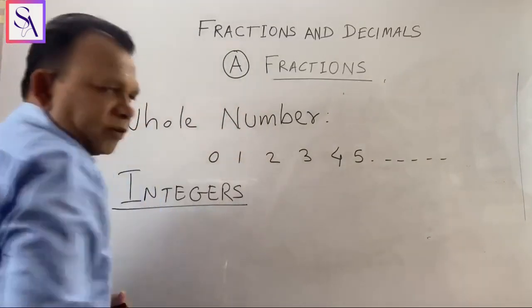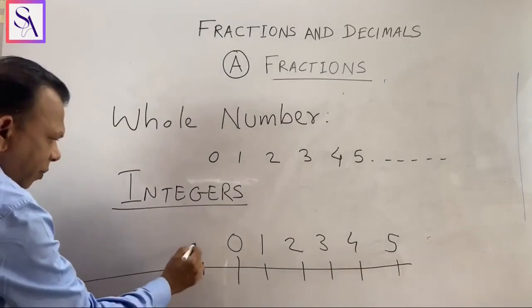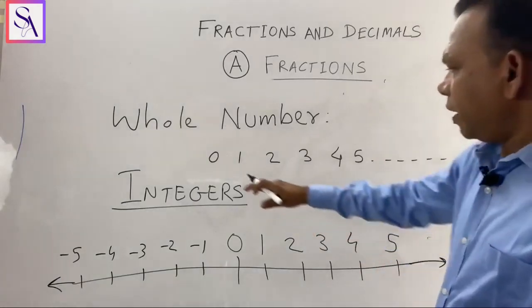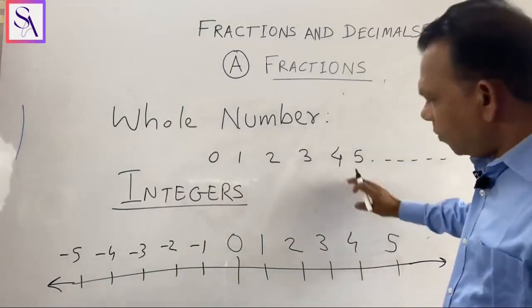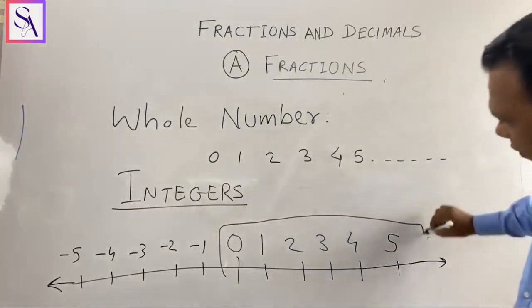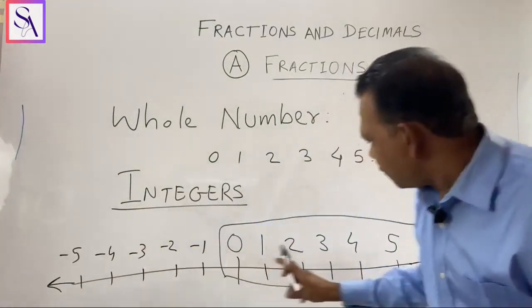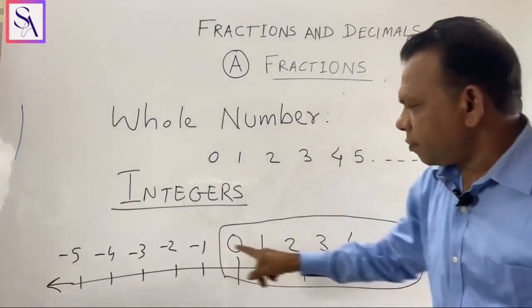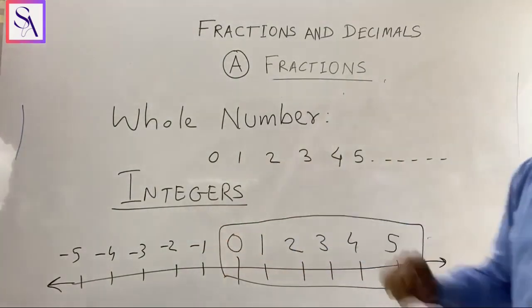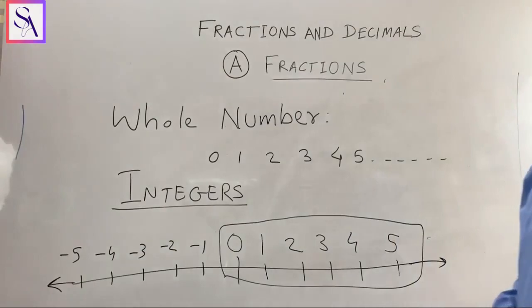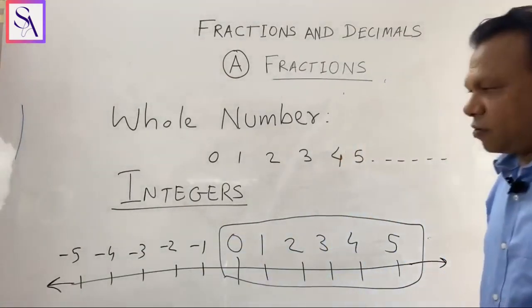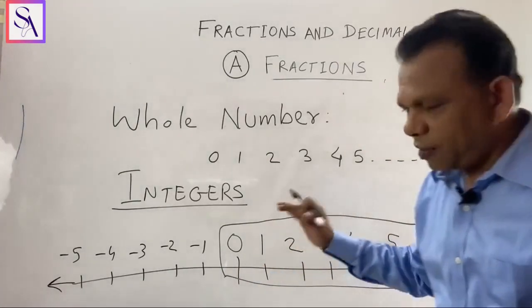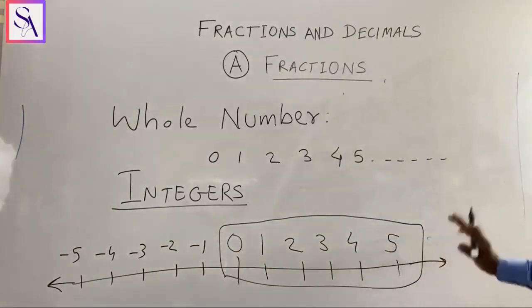So what are integers? If I add negative numbers to this group of whole numbers, and if I add negative counterparts of these numbers, so counterparts mean friend of 1 is -1, friend of 2 is -2, friend of 3 is -3 and so on, then this complete set of numbers is called integers. So integers are negative numbers as well as positive numbers and 0 as well.